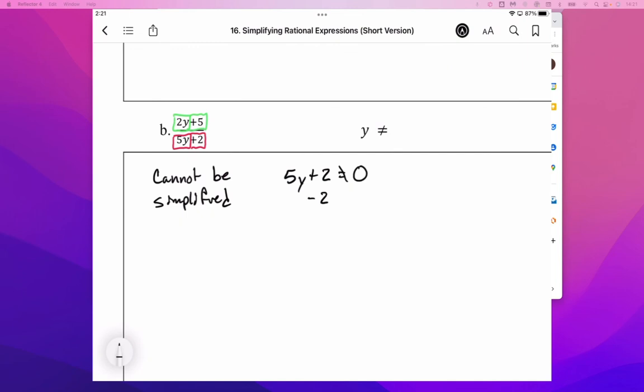So we just basically solve for y in this case. Subtract 2, subtract 2. 5y is negative 2. Divide by 5, divide by 5. y cannot be equal to negative 2/5. Otherwise, that would make the denominator 0, and it would be undefined at that point. That's it for number 2.